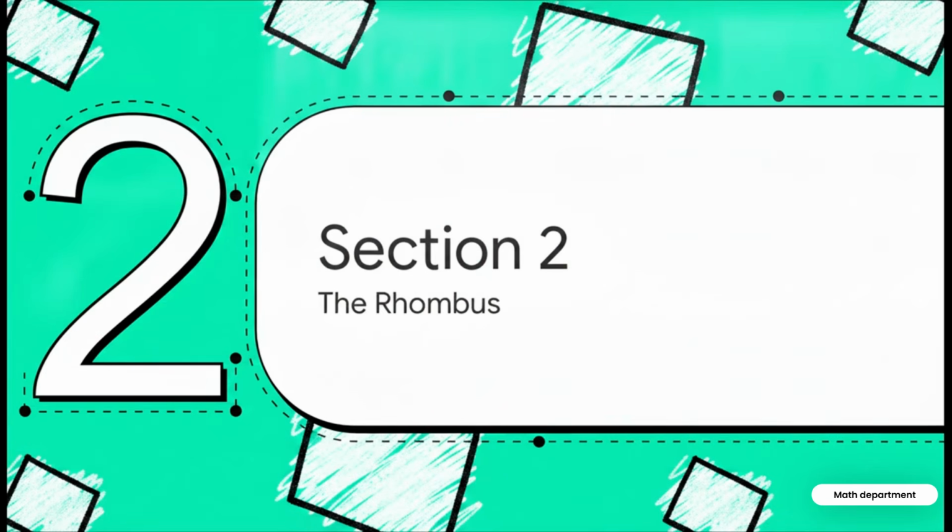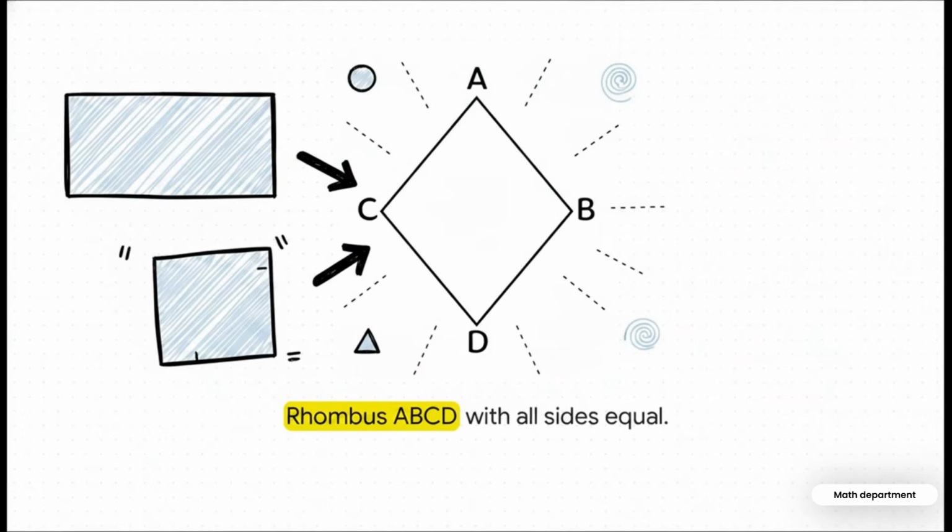Moving on to Section 2, the rhombus. Let's see how our rules continue to build. Just like the rectangle, a rhombus is born directly from a standard parallelogram. But instead of changing the angles, a rhombus is defined as a parallelogram where two adjacent sides, meaning sides right next to each other, are equal in length. And just like before, this one simple change forces a really cool chain reaction throughout the entire shape.